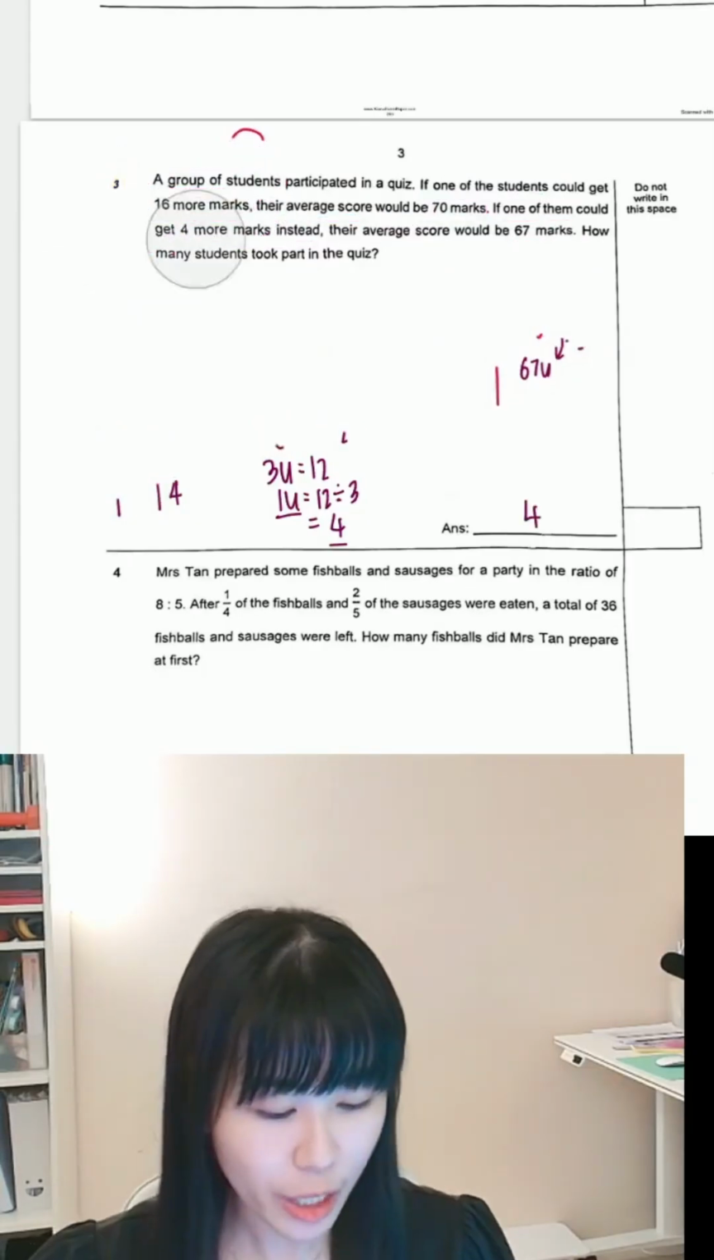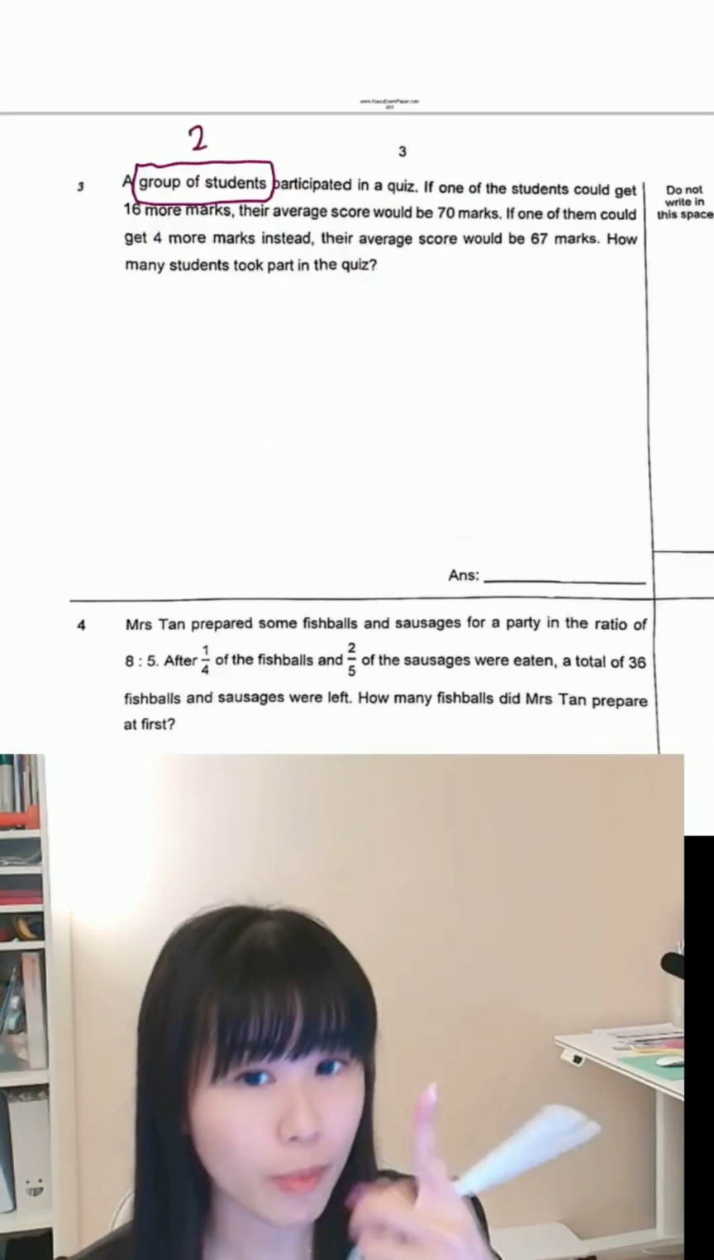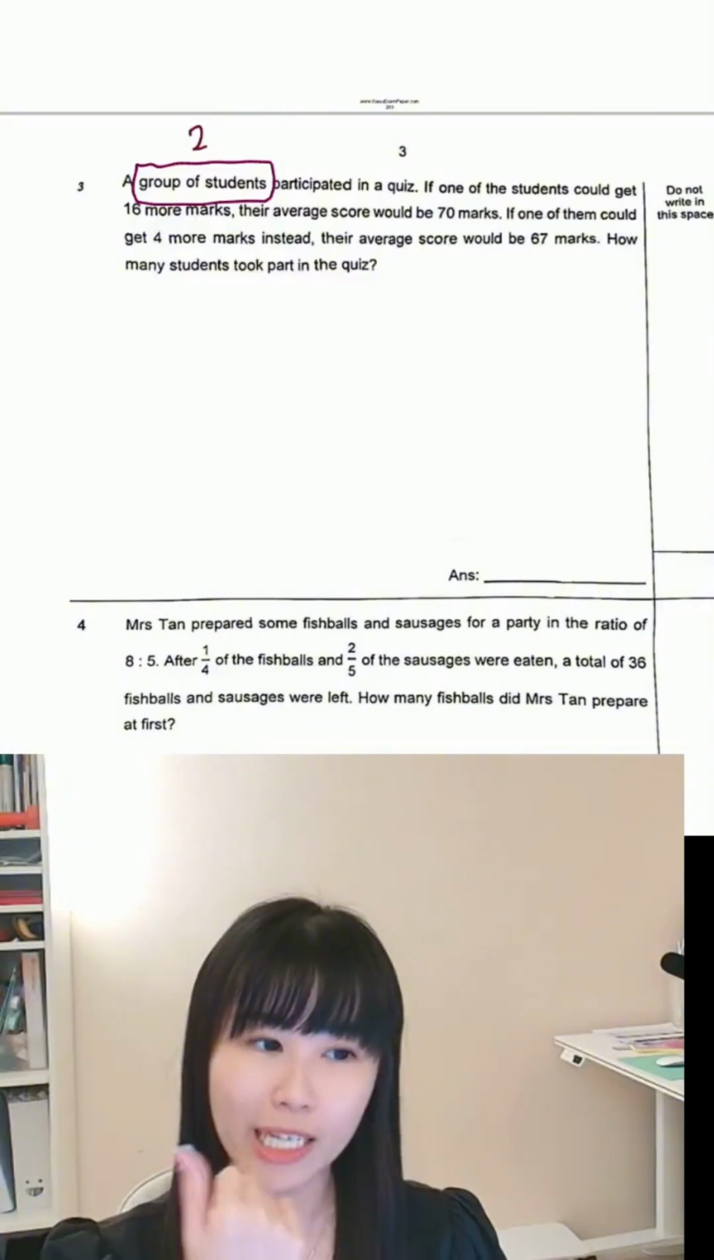Done. Guess and check way also very easy one. A group of students, what is the smallest number you should try? Minimum must be 2. Cannot be 1, like that it's not a group of students already.